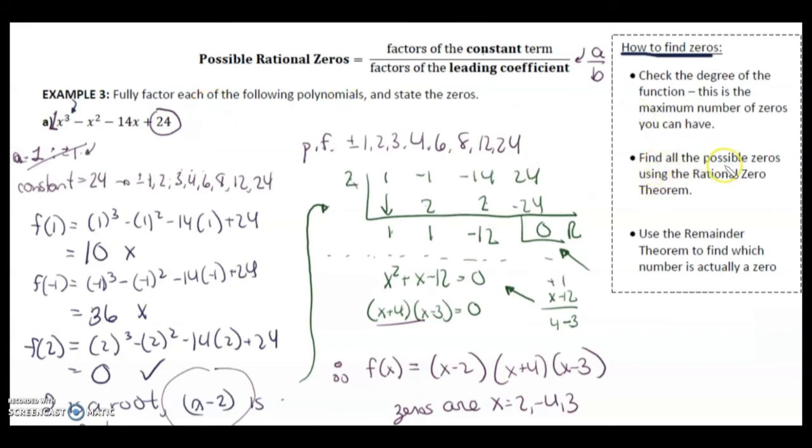Okay? And you want to find all the possible zeros using the rational zero theorem. That's what we did here, possible factors. And then use the remainder theorem to find which number is actually a 0. So again, remainder theorem, we did, and this is completely trial and error. There's a little bit of logic behind it, but it's not concrete. There's only really logic to rule out a couple numbers. Other than that, it's trial and error.